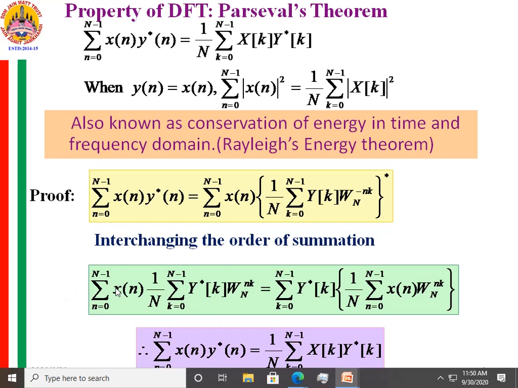Got this proof? This is a very important property. If you have any doubt at any step, you can ask. See, I have taken a conjugate of this equation. Conjugate of this equation is conjugate of yk and w raised to nk, and then interchanging the order of summation here.